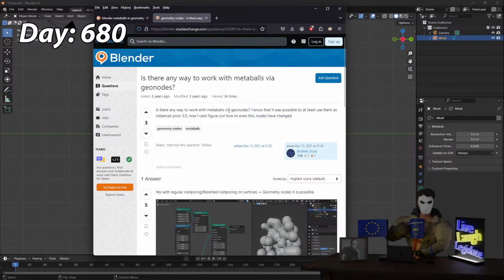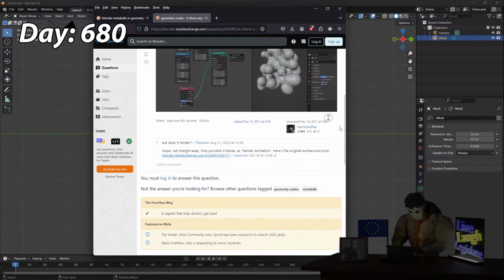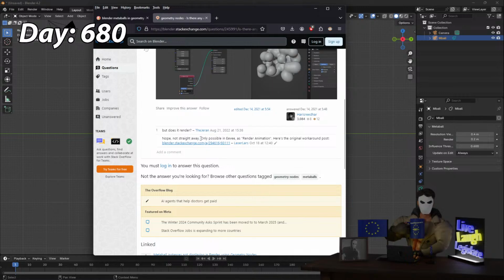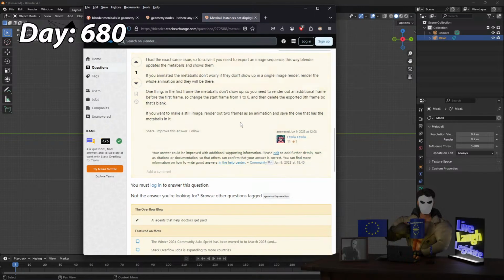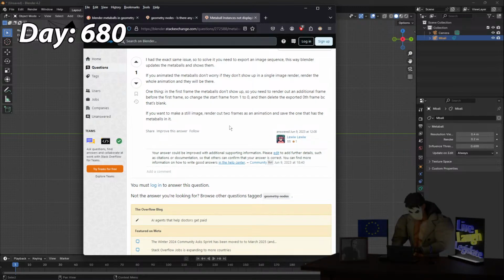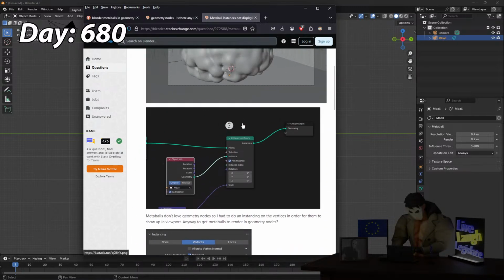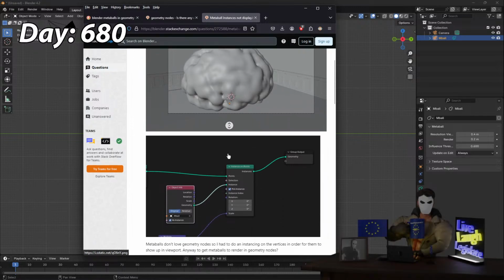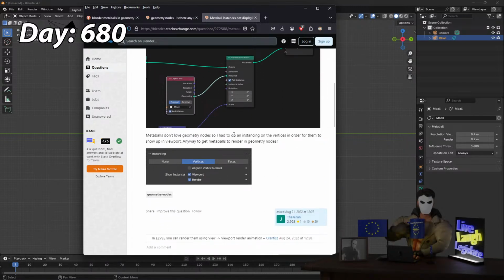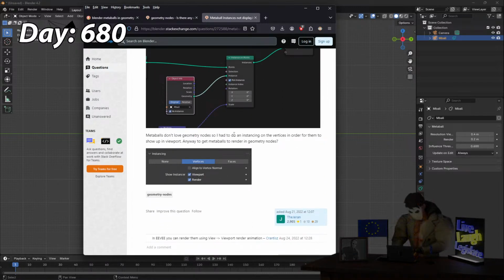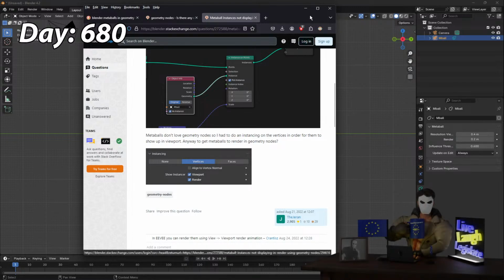Is there any workaround with geonodes, to at least use them as instances? Nope, not straight away. Only possible in Eevee as render and... Oh my goodness, really? There's a workaround though. I'm all for it. If you need to, explain the image sequence, Blender updates metaballs and shows them. Okay, so you... Oh my goodness, it's going to be awful.